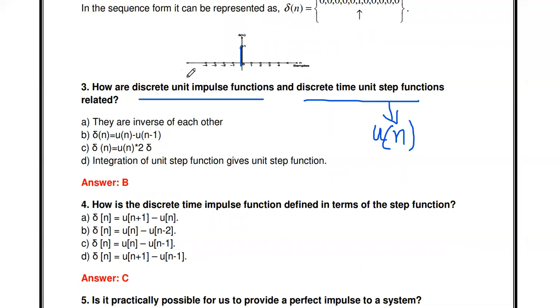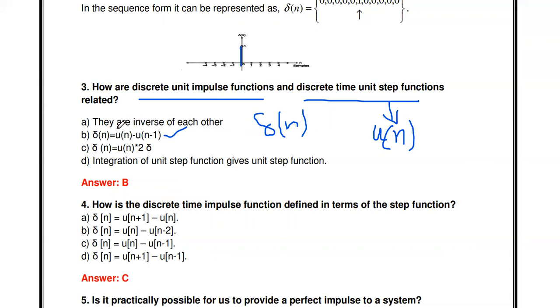Okay, u of n, and unit impulse means del of n. So what is the relation between this del of n and u of n? What is the formula? So this del of n, B is the correct answer. The unit impulse del of n is obtained by subtracting u of n minus u of n minus 1.